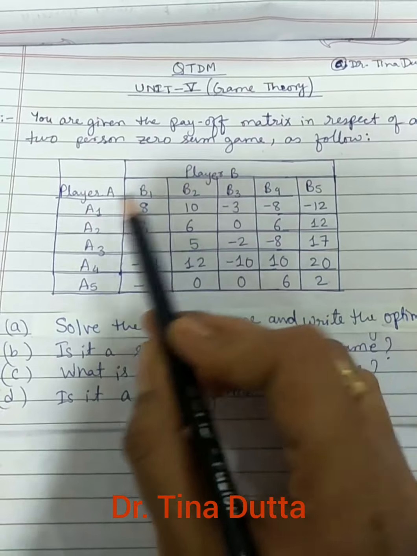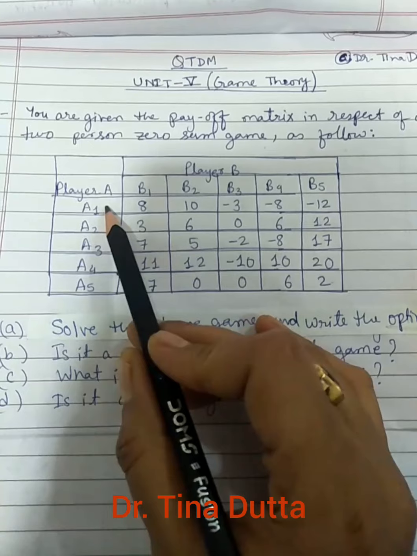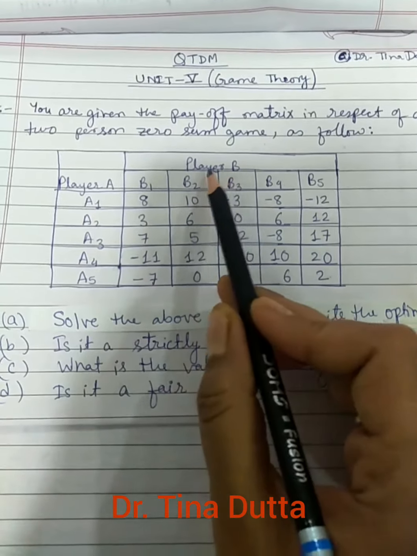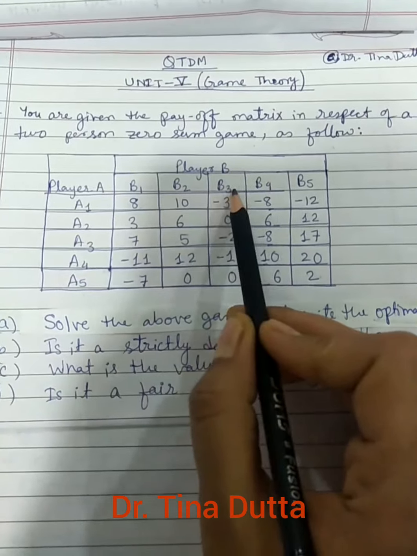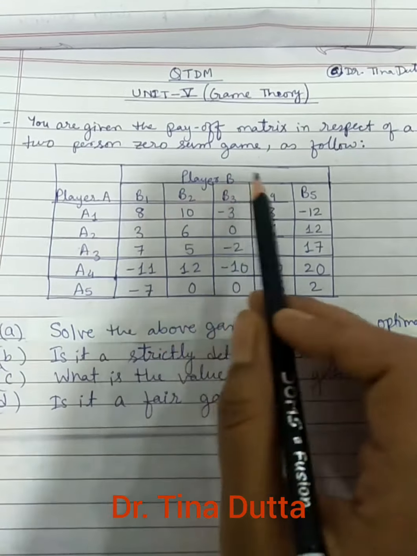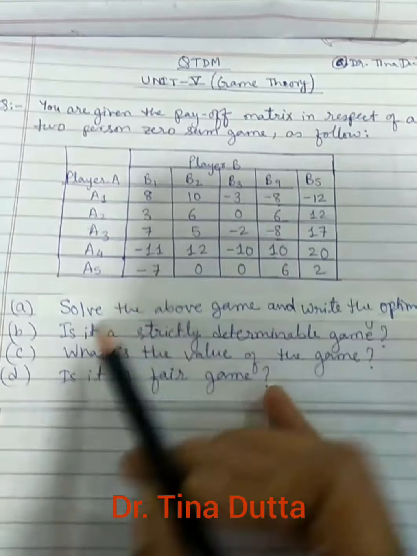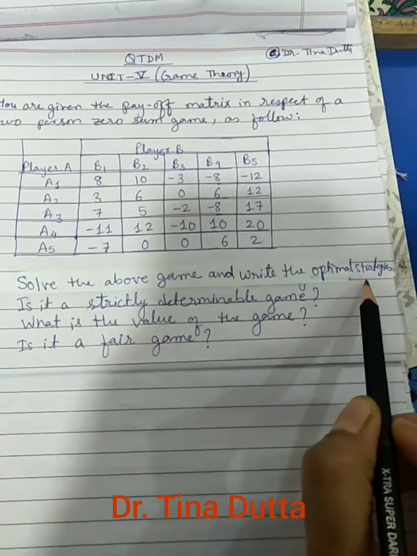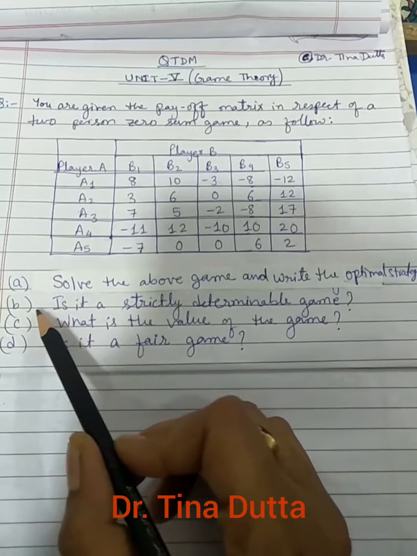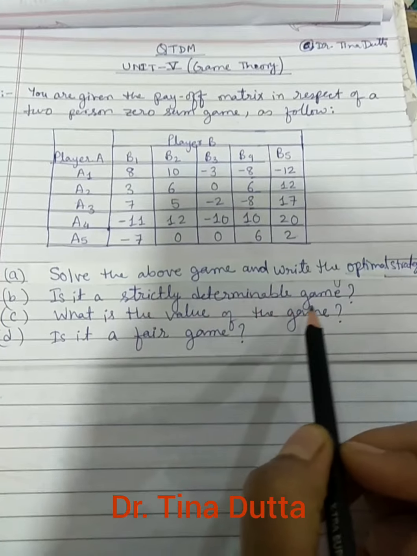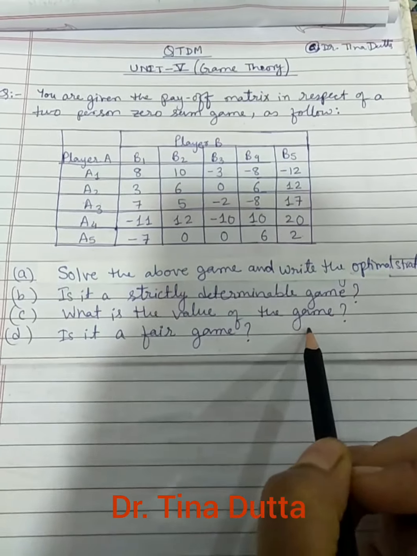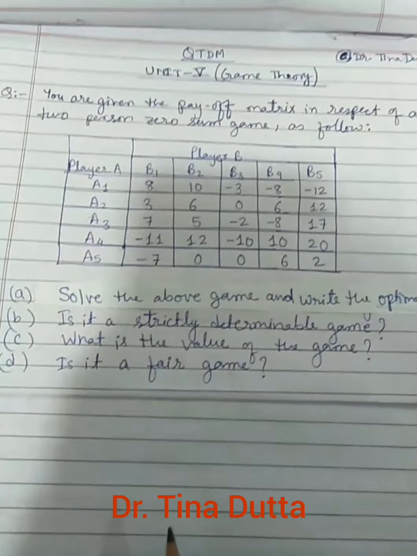Here we have two players, player A and player B. The strategies of player A are A1, A2, A3, A4, A5, and for player B it is B1, B2, B3, B4, B5. So we have a 5 cross 5 matrix. The question is, solve the above game and write the optimal strategies. Second, is it a strictly determinable game? Third, what is the value of the game? And fourth, is it a fair game?